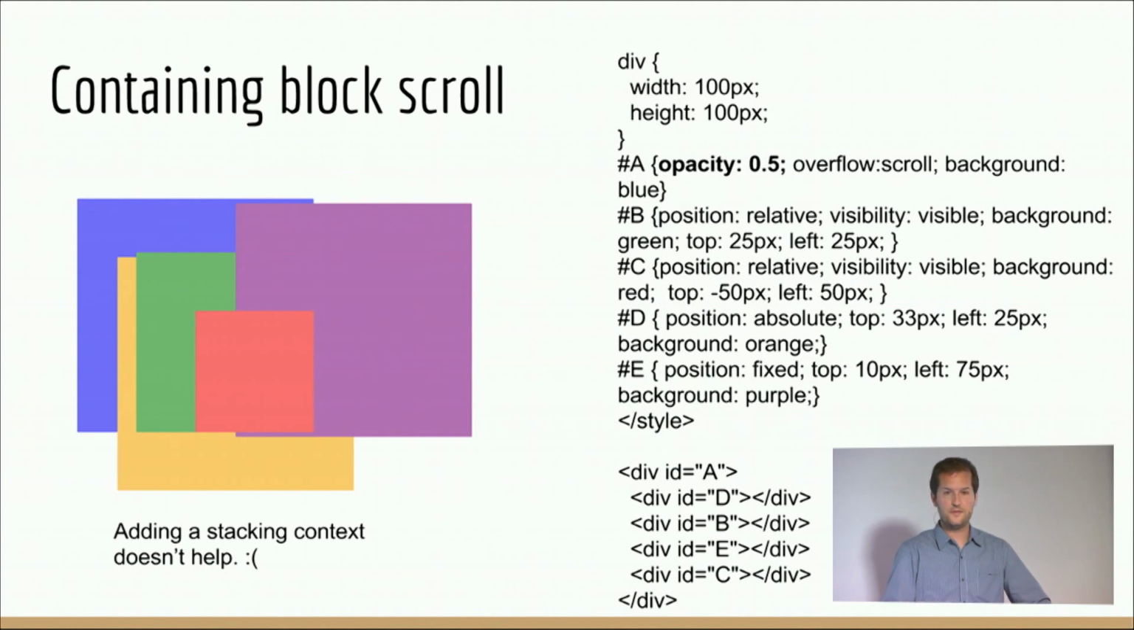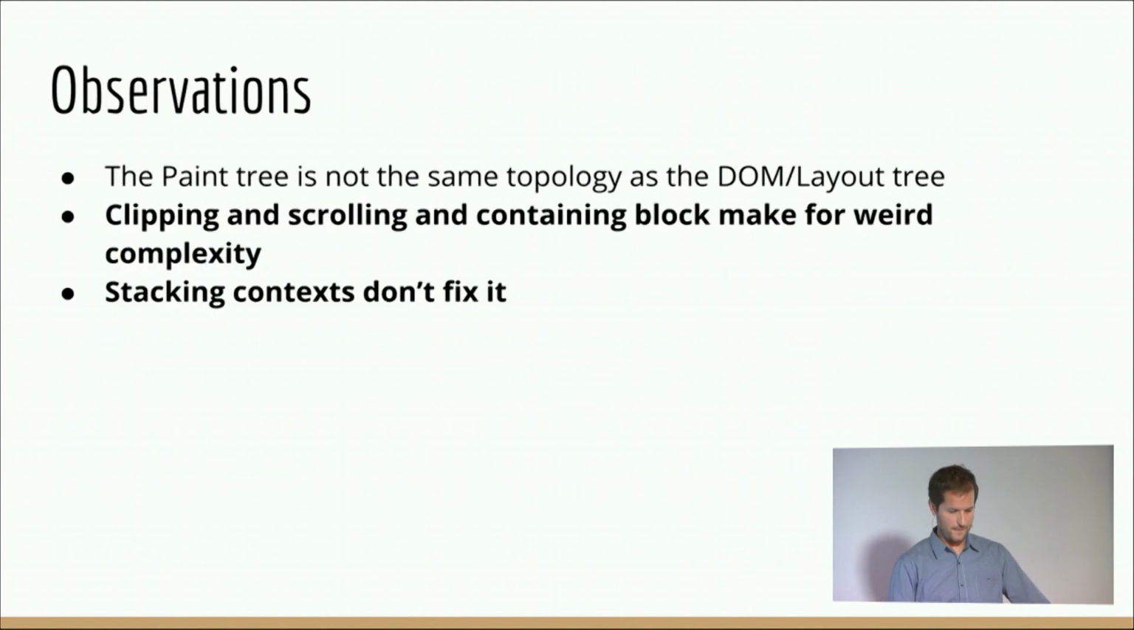Okay, and so I'll just point out that containing blocks are different than stacking contexts. You might have thought, oh, maybe if only it had a stacking context, the world would be a better place. It's actually not true. For example, if you put opacity, which actually causes a stacking context, on the scrolling thing, the problem still happens because stacking context only protects you against Z-order things, not containing block things. Okay, so let's add some more observations to our list of things that make painting and compositing trickier than you would think. Clipping and scrolling and containing block in combination make for weird complexity. And stacking contexts don't fix that particular problem.